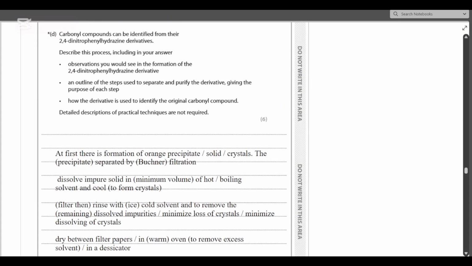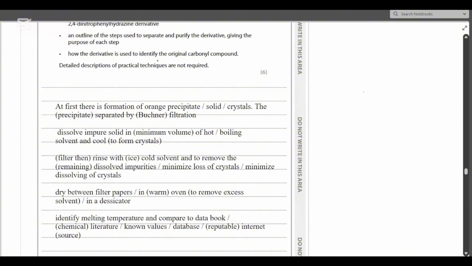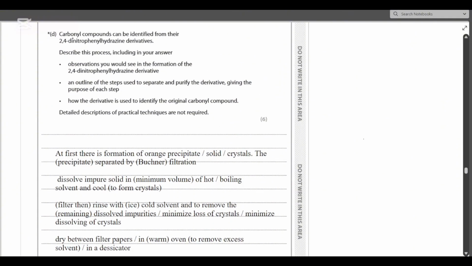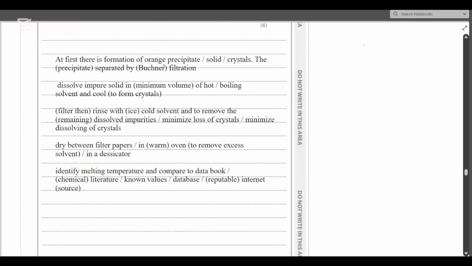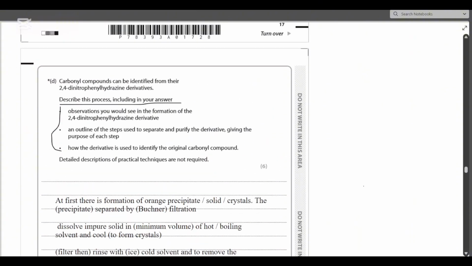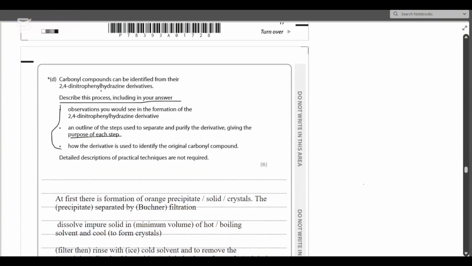Moving on, we can see that carbonyl compounds can be identified from their 2,4-dinitrophenylhydrazine derivatives. You can see the process right here. The question says, what are the observations you see in the formation of the 2,4-dinitrophenylhydrazine derivative? We'll obviously see the formation of an orange precipitate. Then, outline the steps used to separate and purify the derivative, giving the purpose of each step.